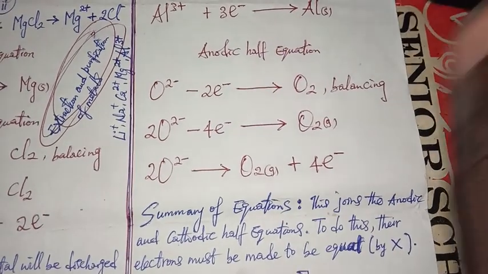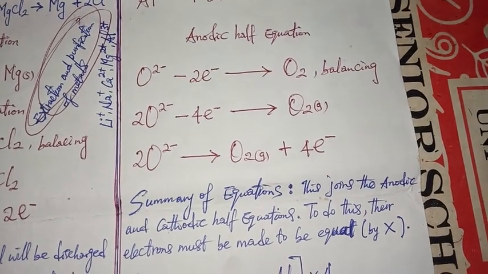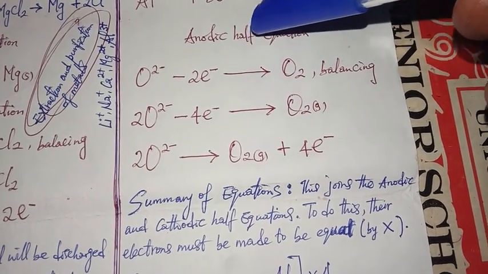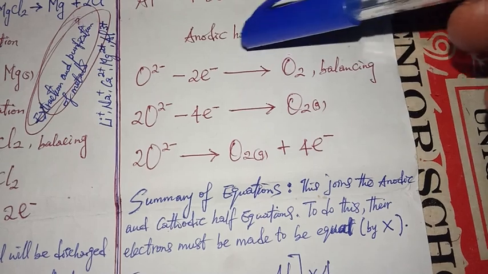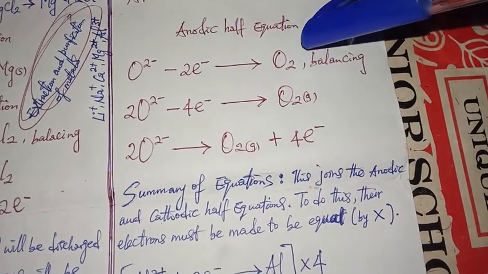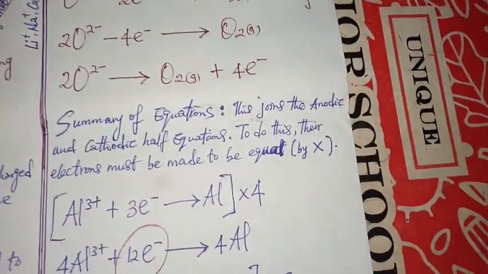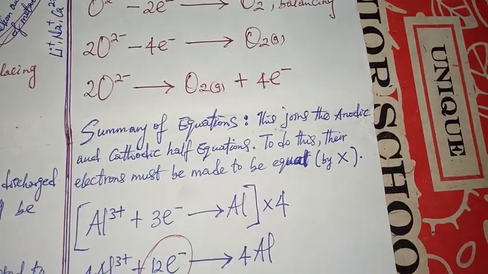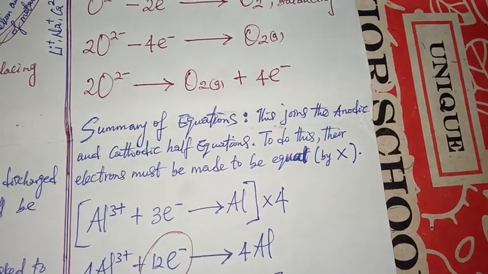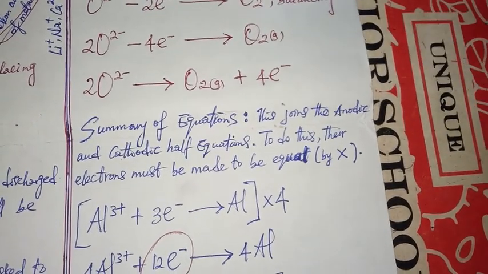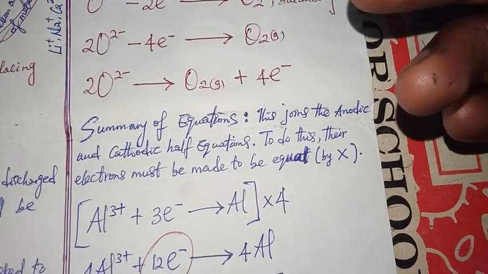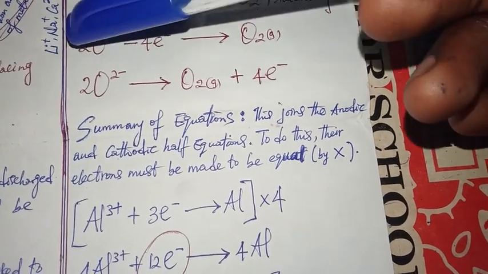At the anode, the oxygen migrates to the anode. At the anode, oxidation occurs. Oxygen anion loses 2 electrons to form oxygen gas. Please note that whenever you're writing ionic equations for the anode, it's going to lead to balancing of the equation. So since we are having 2 oxygen in the right and 1 in the left, we need to put 2 here to make 2 oxygen.